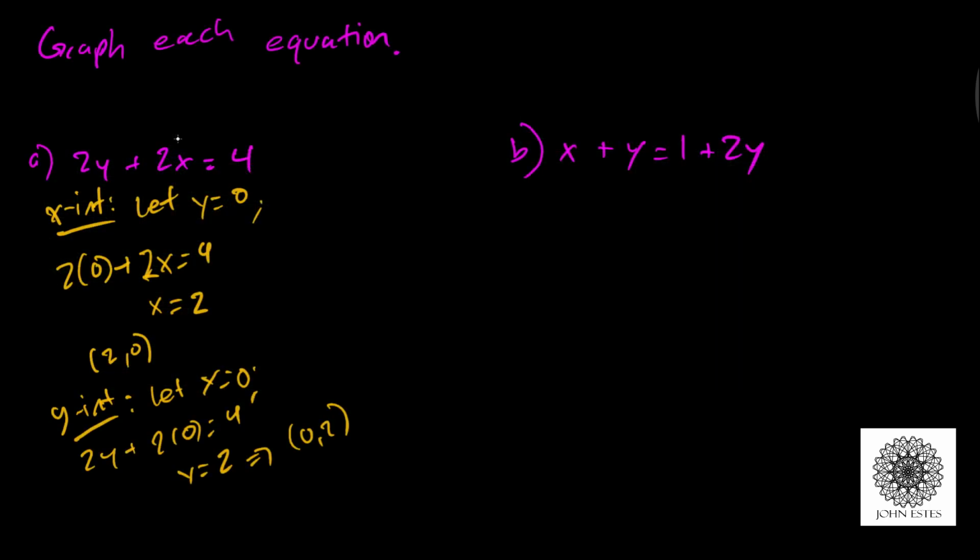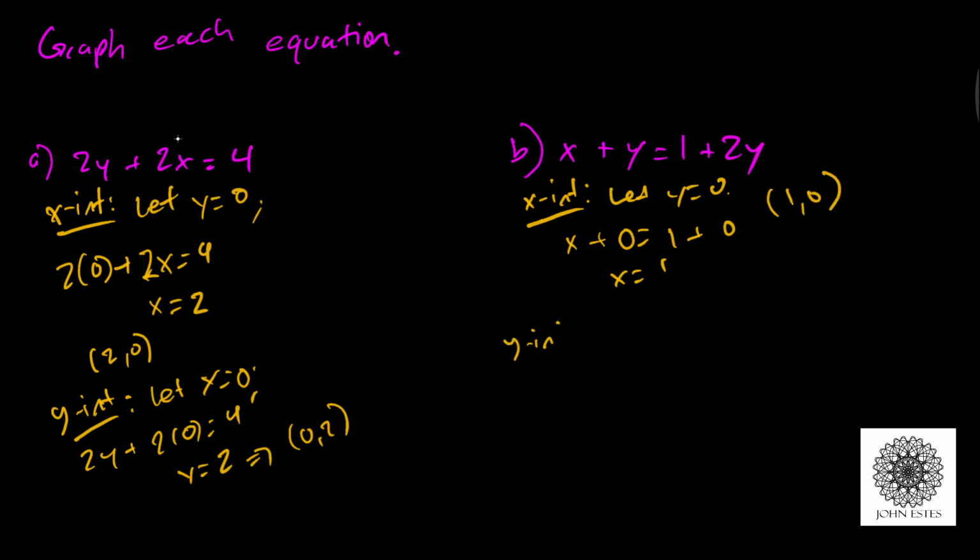Alright, so in part B I have x plus y equals 1 plus 2y. Alright, again I want to get my intercepts. So first I'm going to find my x-intercept. Remember, I'm going to let y be 0. So when I do that, I end up with x plus 0 equals 1 plus 0. So that ends up with x equals 1. So my x-intercept is the point 1, 0.